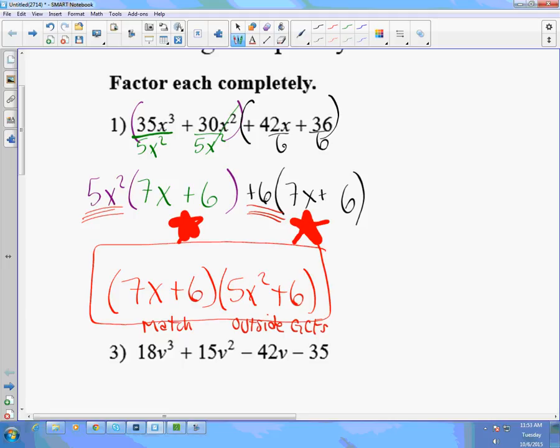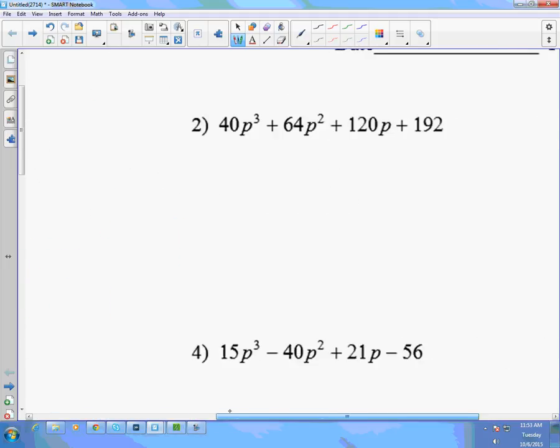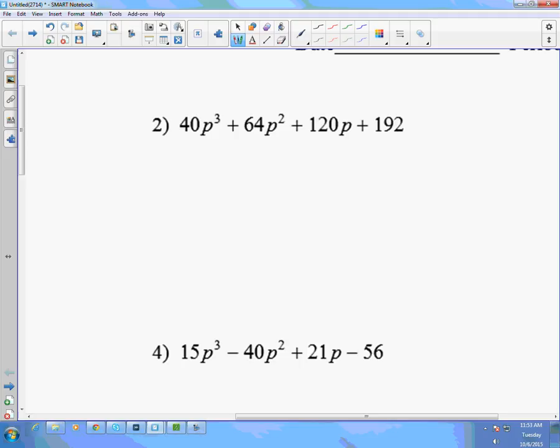Alright, we are going to start with number 2. The first step is always the same. If you always forget the steps, you have a foldable now to refer to. The first step, no matter if there's 2 times, 3 times, or 4 times, is always the same. Always check for a what?